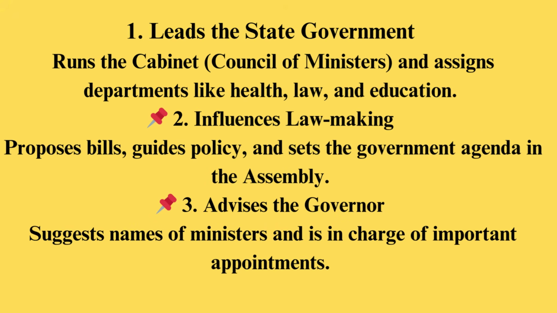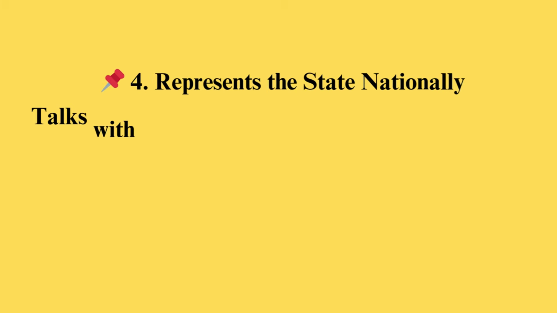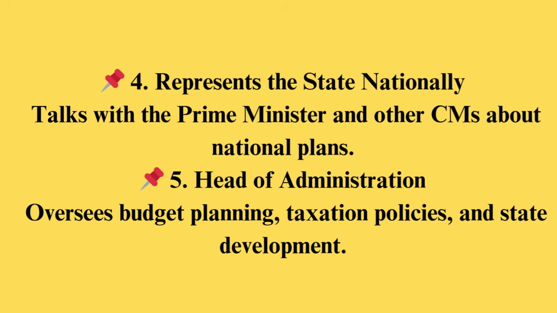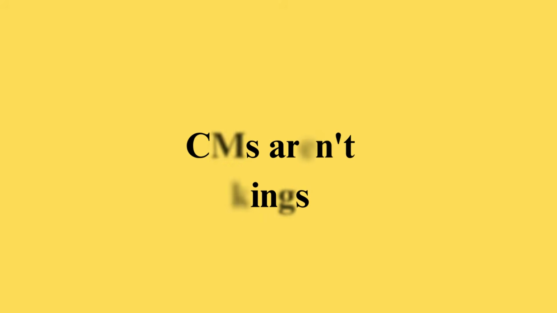Fourth, represents the state nationally, talks with the prime minister and other CMs about national plans. Fifth, head of administration, oversees budget planning, taxation policies, and state development. Remember, CMs aren't kings. They are elected leaders accountable to the assembly and the people.